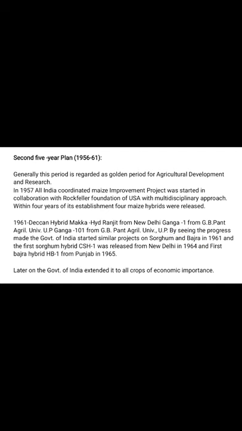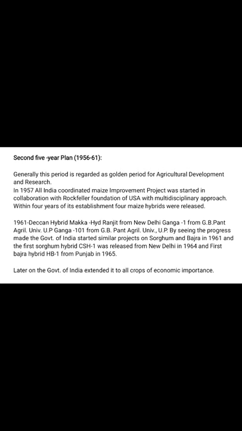Then the second five year plan, 1956 to 61. Generally this period is regarded as the golden period for agricultural development and research. In 1957, the All India Coordinated Maize Improvement Project was started in collaboration with the Rockefeller Foundation of USA with a multidisciplinary approach. Within 4 years of its establishment, four major hybrids were released in 1961: Deccan hybrid, hybrid Ranjit from New Delhi, Ganga 1 from Govind Ballabh Pant Agriculture University, and Ganga 101.